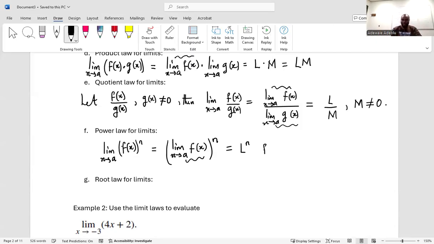Whatever L is, this holds for all positive integers n.